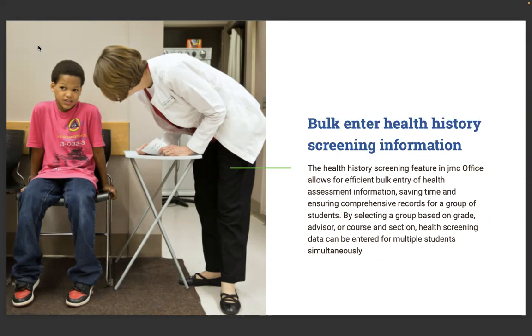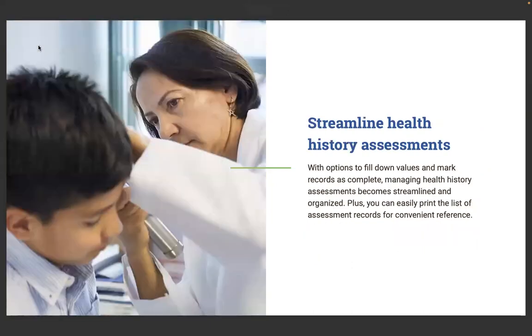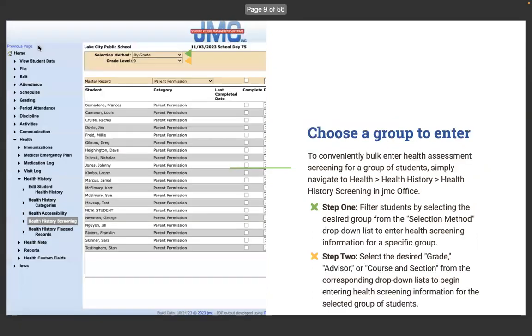The health history screening feature in JMC Office allows for efficient bulk entry of health assessment information, saving time and ensuring comprehensive records for a group of students. By selecting a group based on a grade, advisor, or course and section, health screening data can be entered for multiple students simultaneously. With options to fill down values and mark records as complete, managing health history assessments becomes streamlined and organized. Plus, you can easily print the list of assessment records for convenient reference.